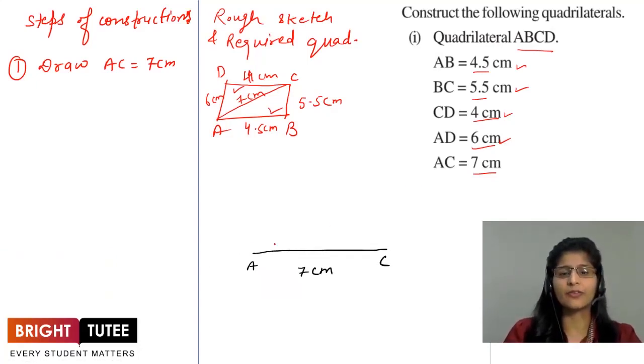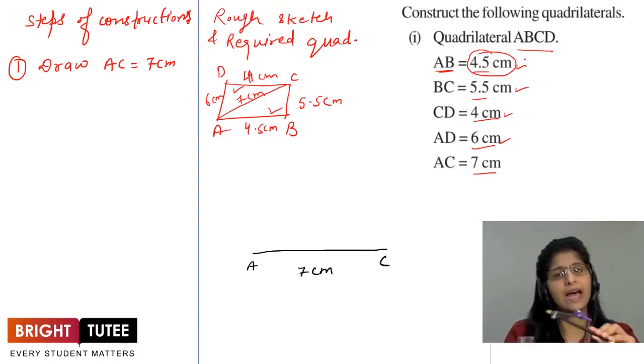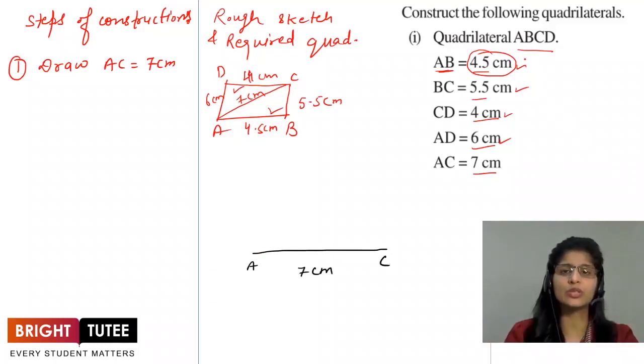The next step is from point A. Now we are left with 2 points B and D. One will lie on either side, and another will also lie on either side. So let us take the top side. First of all, we will draw the triangle ABC. B is how much distance away from point A? 4.5 centimeter. So keeping point A as the center, we will draw an arc of 4.5 centimeter using your compass and your scale.